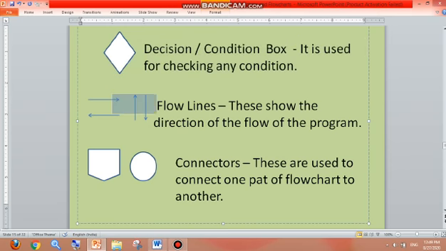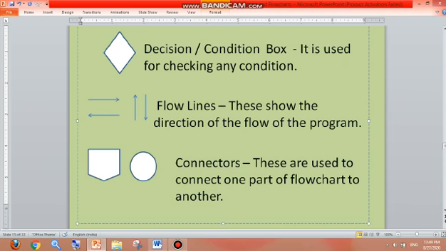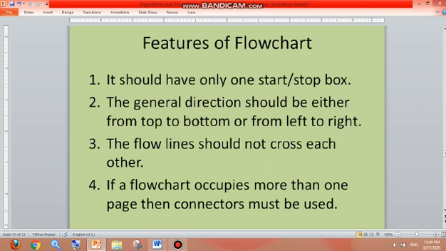Then children, these lines are known as flow lines, which are used to show the direction of the flow of the program. And these are the last symbols, known as connectors, which are used to connect one part of the flowchart to another part. If your flowchart is lengthy and it is not coming on one page, then you can connect the portions of the flowchart by using these connectors. Clear? So these are all the symbols we are going to use in making the flowchart.